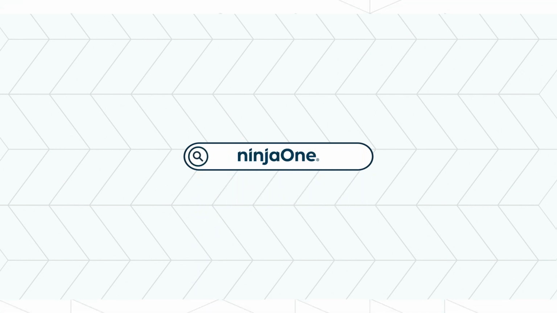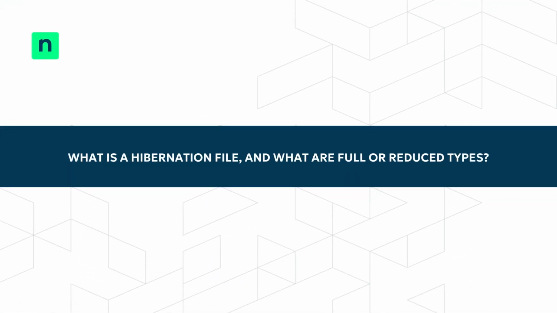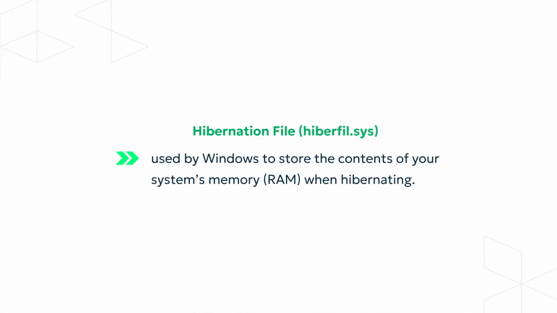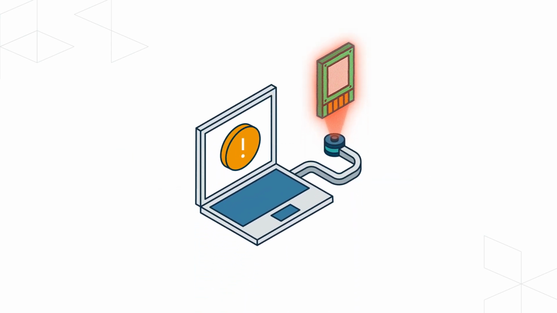What is a Hibernation file, and what are full or reduced types? Thanks to hiberfil.sys, also known as the Hibernation file, users can save their PC's battery power and important projects without interruption or loss under hibernation mode. But when disk or RAM storage is stretched to the limit, it can pose system issues like slower performance and poor memory management. To save crucial disk space, you must configure the file type to full or reduced.